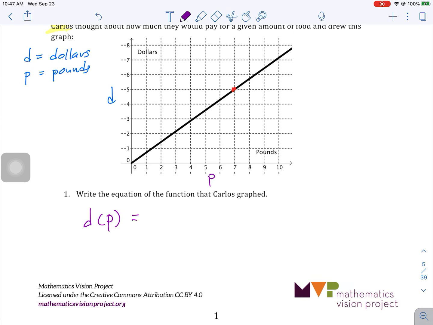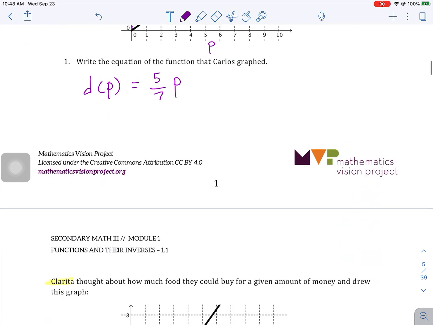On this one, I would use slope-intercept, and I noticed that the slope goes up 5, and then it goes over 7. So the change in y over the change in x is 5/7. Okay, and I'm going to multiply that times the independent variable, which is p.